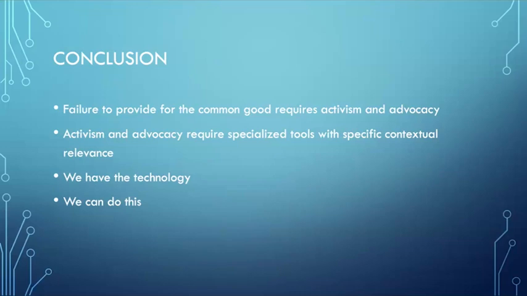So we need activism and advocacy to come up with ways for our society to better meet the needs of its people. And those activists and advocates, they need tools that can do that. And those tools have a very specific contextual relevance, and they have the knowledge in their communities. And then over on this side, there's GIS professionals like us, and we have the knowledge of how to make tools like that, but not the connection to the context that they need to address. And so we have the technology with open source software to bring these things together.